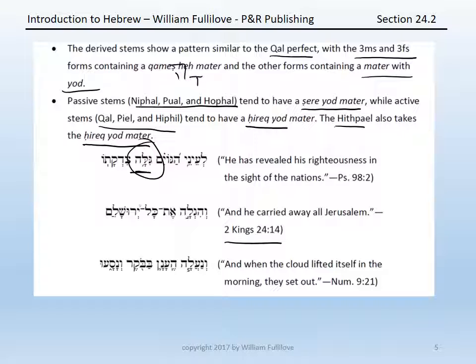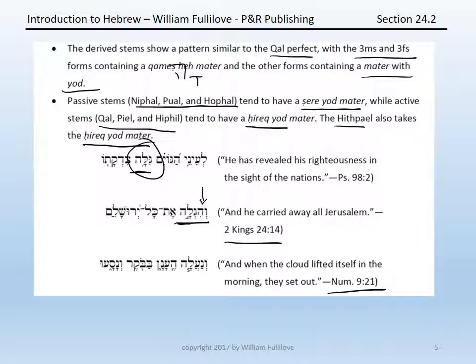2 Kings 24:14. Vehigla et kol Yerushalayim, and he carried away all Jerusalem. Higla is the Hifil perfect, third masculine singular of gala. Notice the tip off of the he and the qamets he mater. So, he carried away.